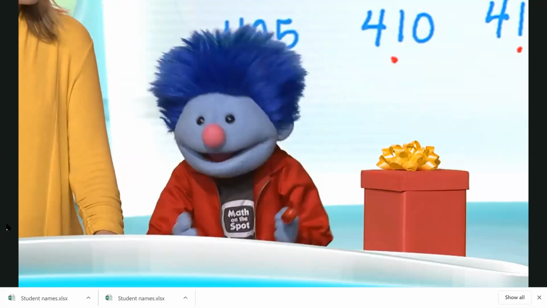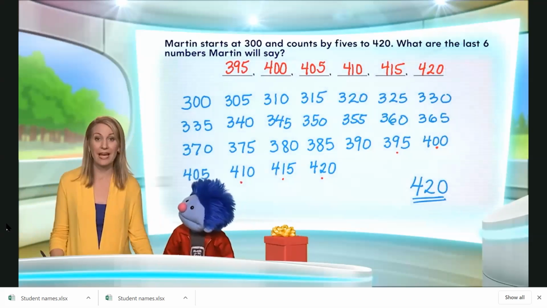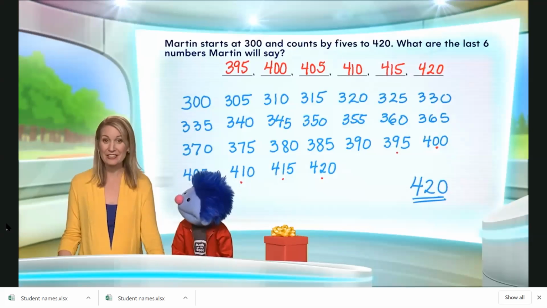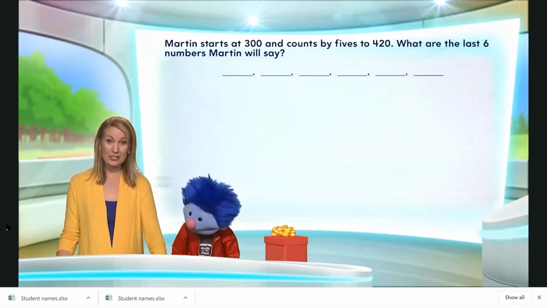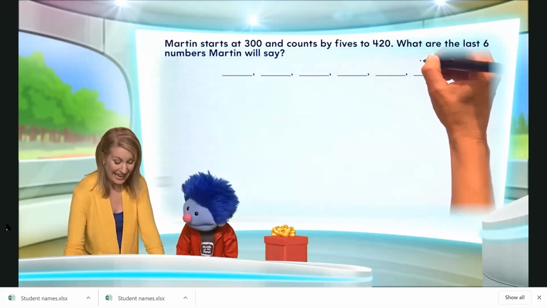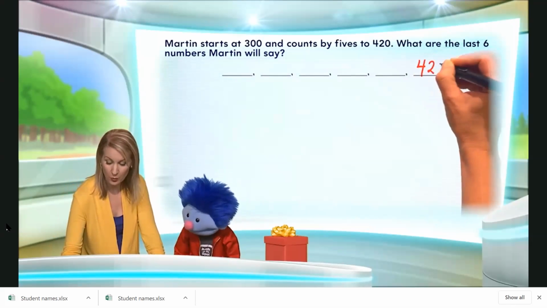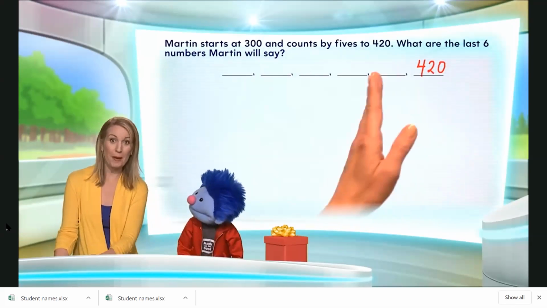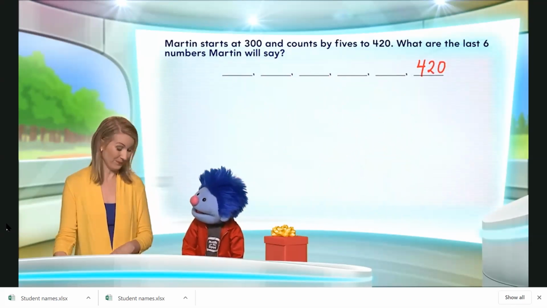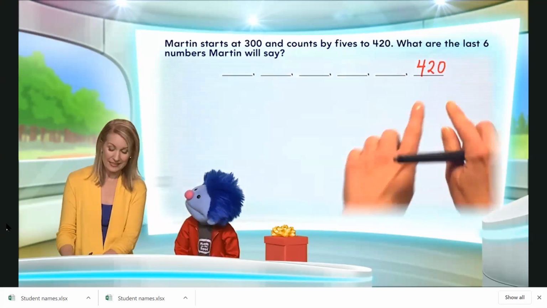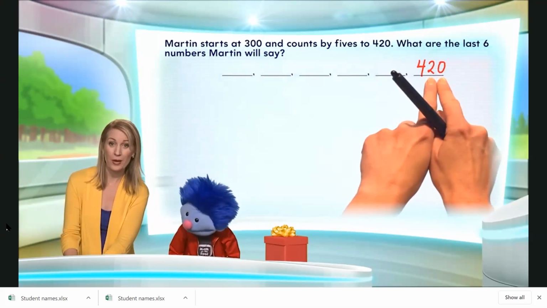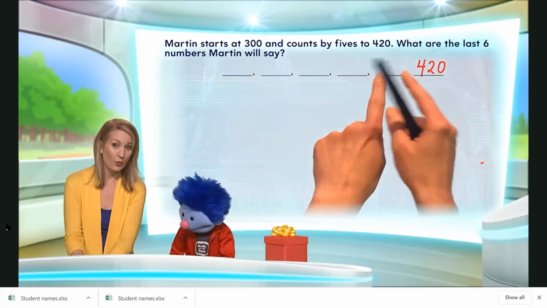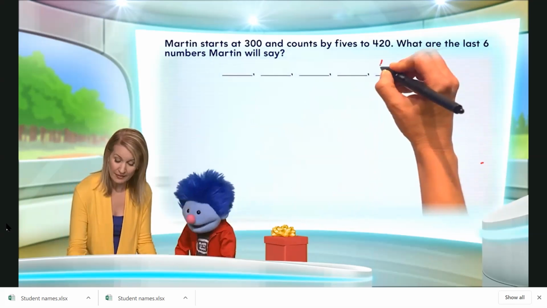Oh, good for Martin. Now there's one more way to figure out the last 6 numbers Martin will say. How do you do that? Well, let's clear the screen and take a look. We do know that Martin ended with the number 420. And we know he counted by fives. So what if we counted backwards by 5? Can we do that? Yes, we can. So we're taking the 420 and we're going to go 5 less than 420. Okay. I'll do the first one for you. Oh, that'll be a big help.